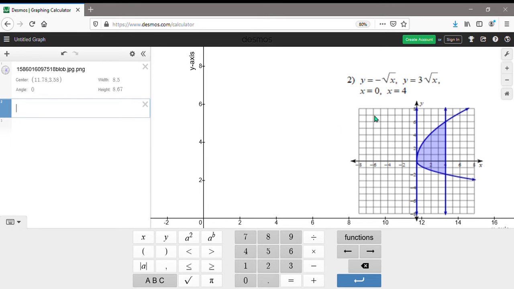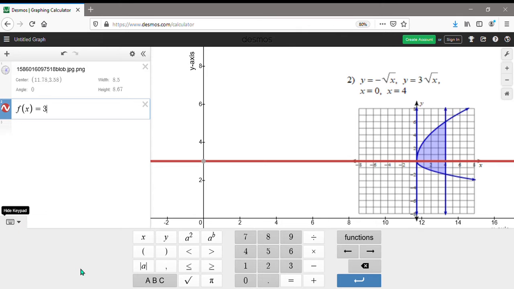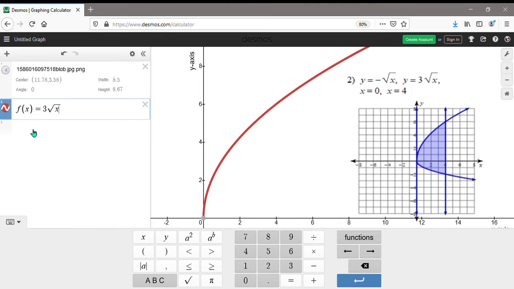So what I'm going to do is make my f of x 3 root x. That way it lines up nicely with the formula that we need to use. So f of x is equal to 3, and then get my root x here. So there's the top of the curve. I'm going to make my g of x the bottom of the curve, which is negative root x. All right, so that looks pretty reasonable.